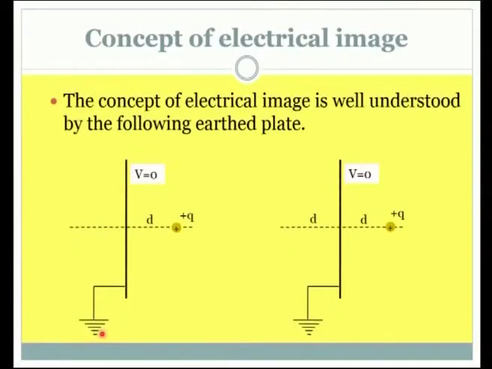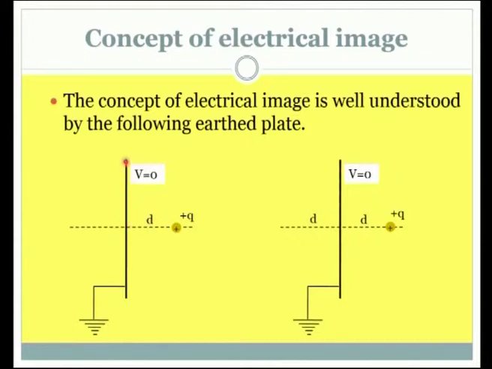Now, we have a point charge in front of it. See here we have a charge at a distance d. Because this is connected to the earth, its potential is 0. So, that is marked as V equal to 0. For this arrangement, we have a positive charge here and an earthed conductor, a plate, an infinite sheet.